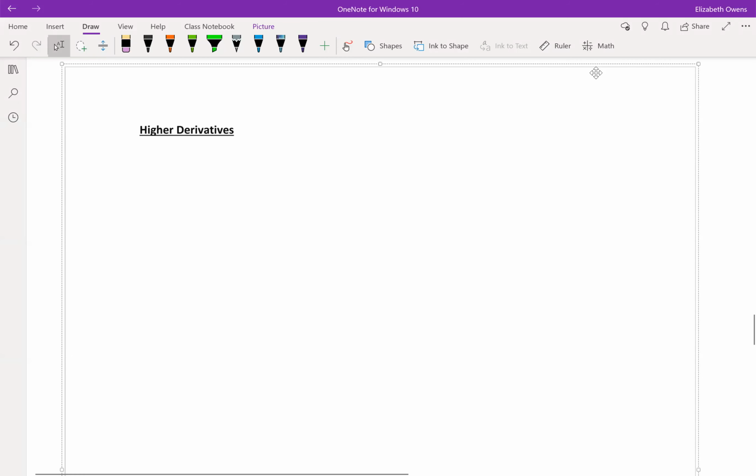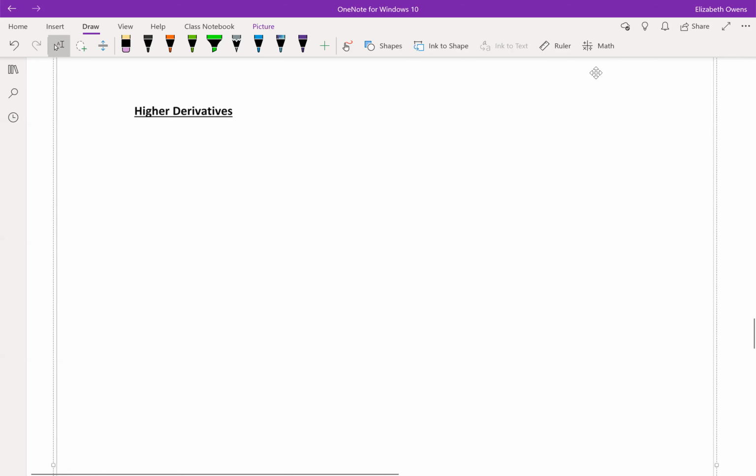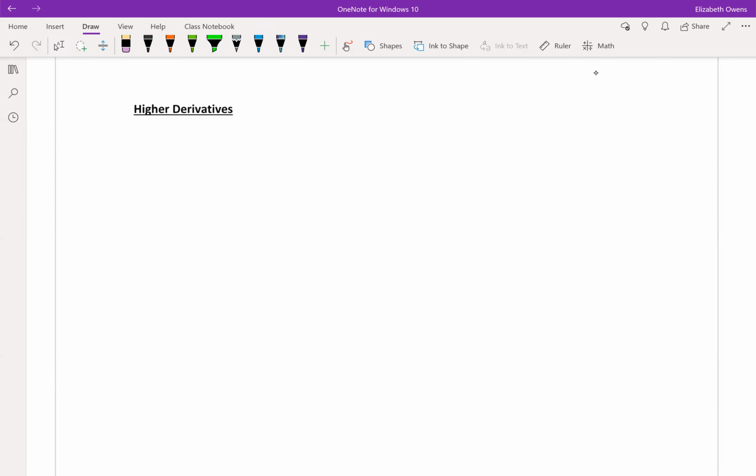Hello again. Now in section 3.3, we're going to look at the idea of higher derivatives. And the overarching theme here is that these are going to be derivatives of derivatives. Surprise. Okay, so it's a derivative of something that is already a derivative itself.